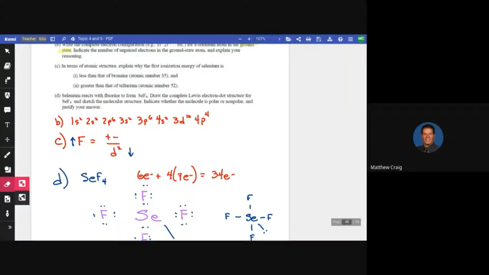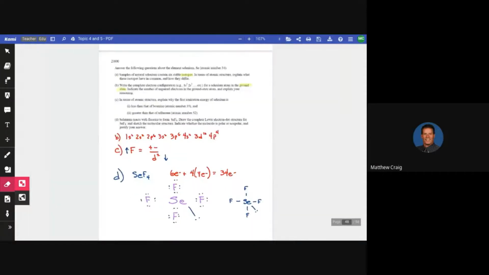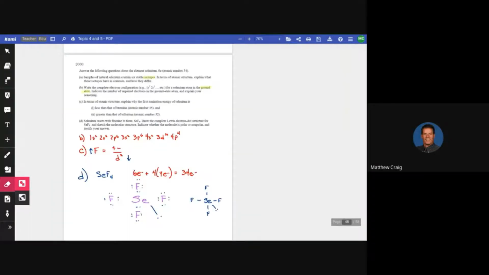What's your name? Are you sitting on the lucky stool? No. The lucky stool is over there. No one wants the naked stool. All right. Any questions about 2000?